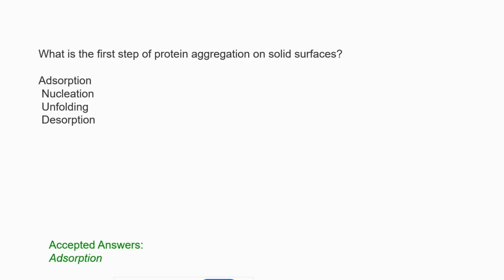Now, this was the next question. What is the first step of protein aggregation on solid surfaces? So here the correct answer would be adsorption. First, adsorption takes place, and then the next steps of unfolding and aggregate formation will take place.